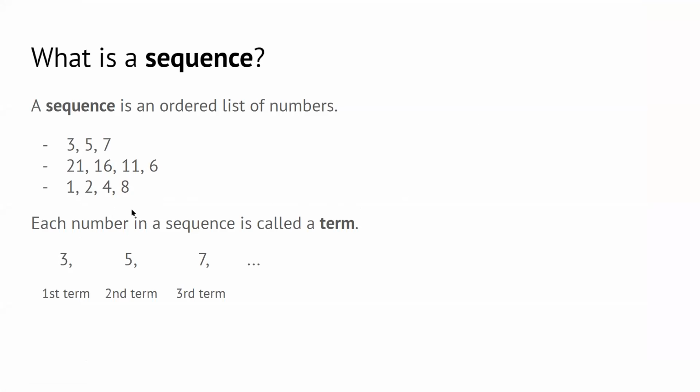So real quick, can someone tell me what the interval between these numbers are? Okay, so for the first one, you just plus 2. Second one, minus 5. For the third one, you multiply by 2. So the first two are arithmetic sequences, and the last one isn't.